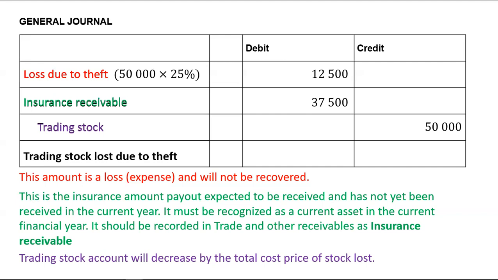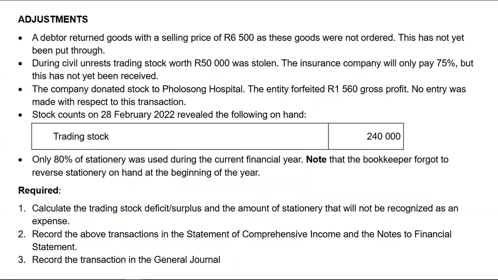Let's get to the next transaction. It says that the company donated stock to Pulusong Hospital. The entity forfeited 1,560 gross profit. No entry was made with respect to this transaction.